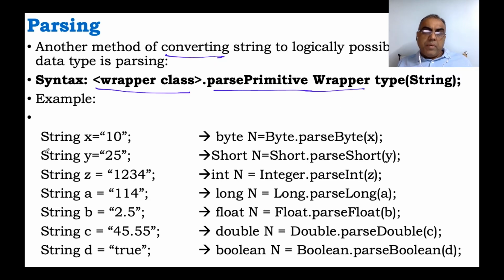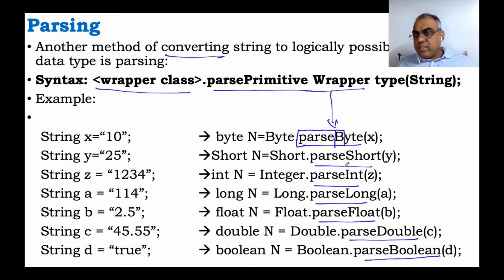So all the primitive types have their own method. For byte it is parseByte, short is parseShort, integer is parseInt, long is parseLong, float is parseFloat, double is parseDouble, and boolean is parseBoolean. So this is the related primitive method. Now if you recollect your identifiers, because it's a method, the first word is in small letters, and the second and subsequent words begin with a capital in all cases. This is the convention being followed.